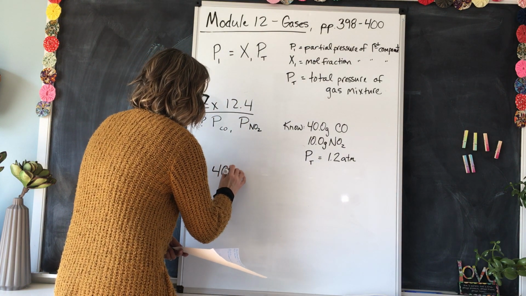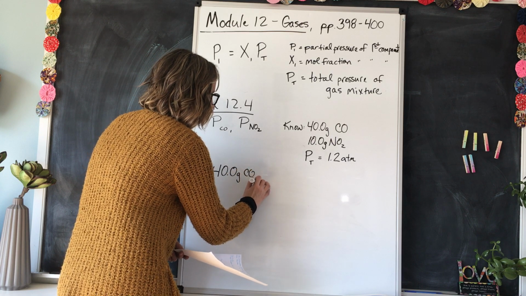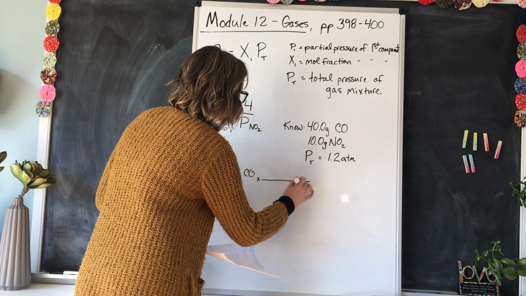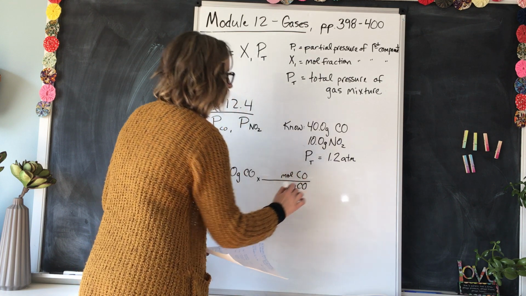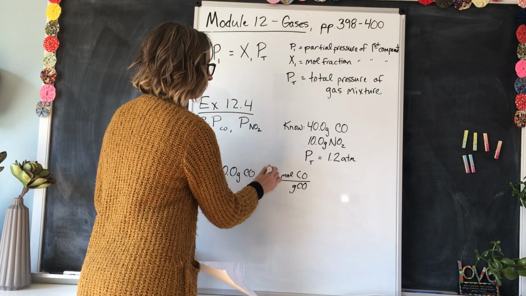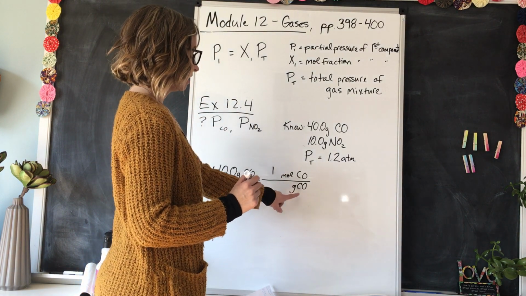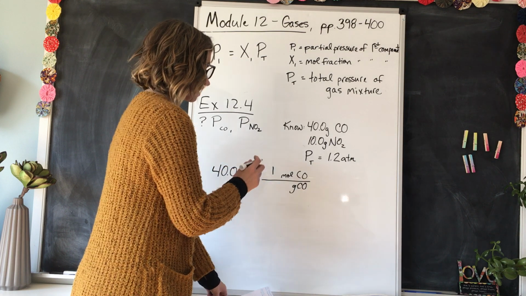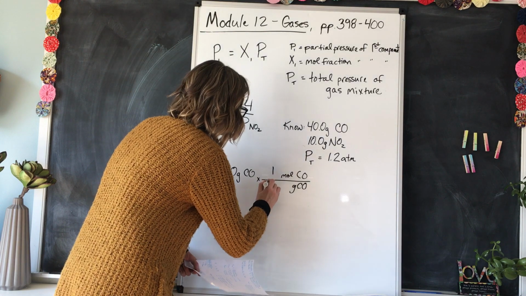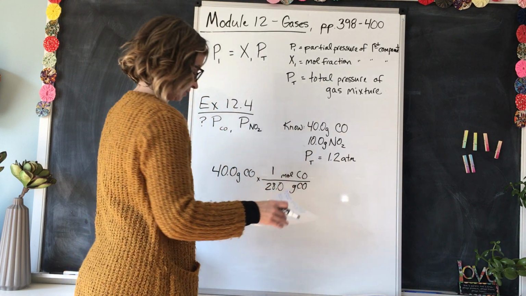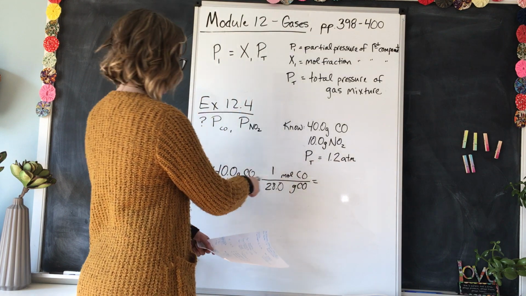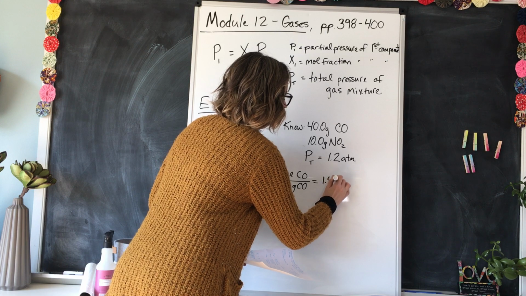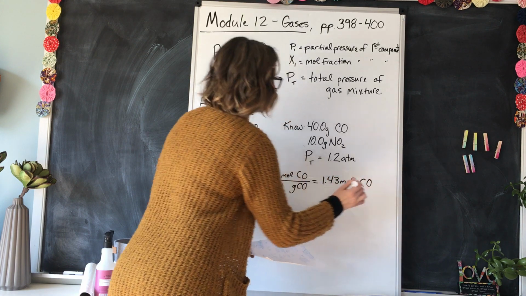So 40.0 grams of carbon monoxide. We are just so good at this by this time. We put grams on the bottom of carbon monoxide. We put moles on the top. Then we fill in the numbers. For 1 mole of carbon monoxide, there would be 12 grams for the carbon and 16 grams for the oxygen. So that would be 28.0 grams of carbon monoxide. So 40 divided by 28 is 1.43 moles of carbon monoxide.